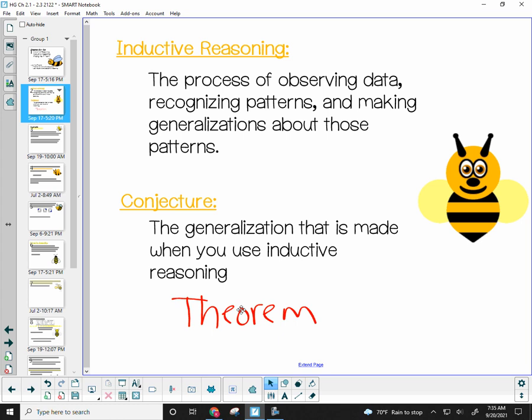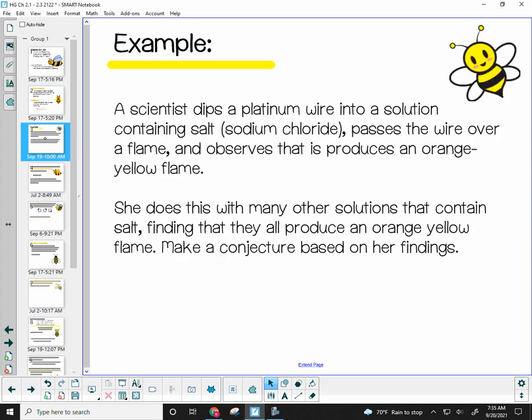Here's an example of inductive reasoning. A scientist dips a platinum wire into a solution containing salt, passes the wire over a flame, and observes that it produces an orange-yellow flame. She does this with many other solutions that contain salt, finding that they all produce an orange-yellow flame. So make a conjecture based on her findings.